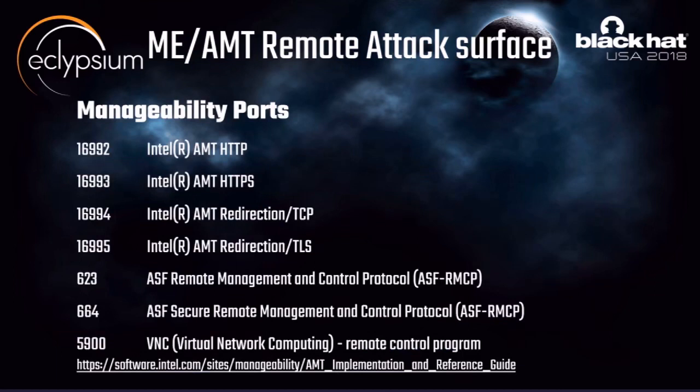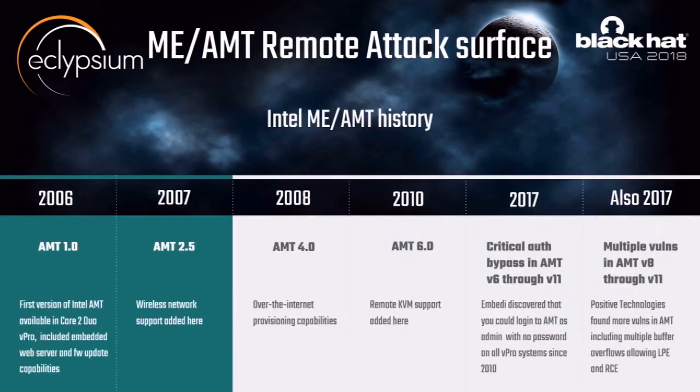Attack surface from a web perspective. If you look at the open ports, AMT has a web interface. We all know the famous vulnerability from a year and a half ago that allowed you authentication bypass. And the standard ones, VNC and serial over LAN, and there are so many features, we're not going to go into it. A little brief history of that.